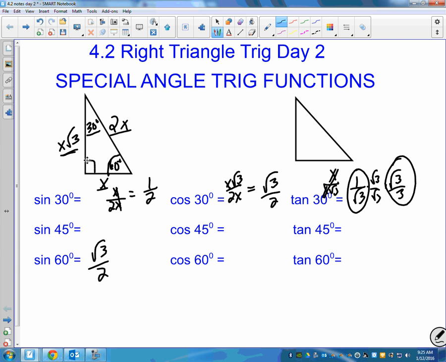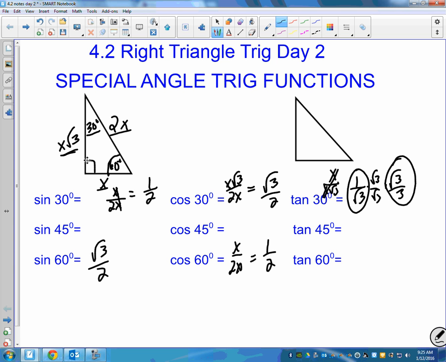What about the cosine of 60 degrees? Cosine is adjacent over hypotenuse. And now the adjacent side is right here. So that's x over 2x, which is just 1 half. It's not a coincidence that that happened. It's the same triangle. We just switched what we're calling opposite and adjacent.